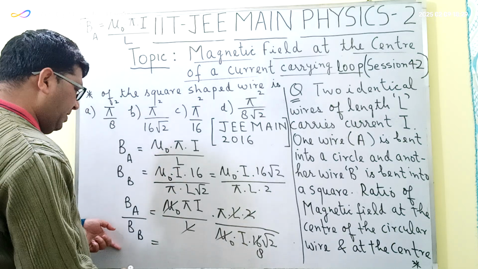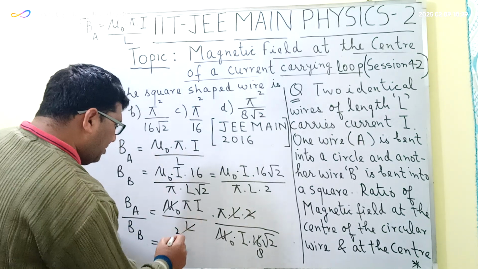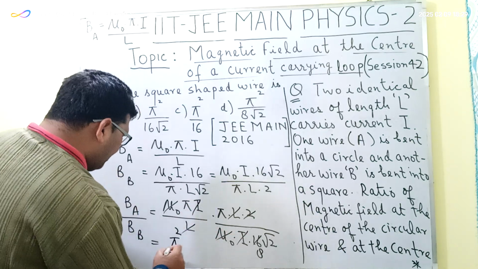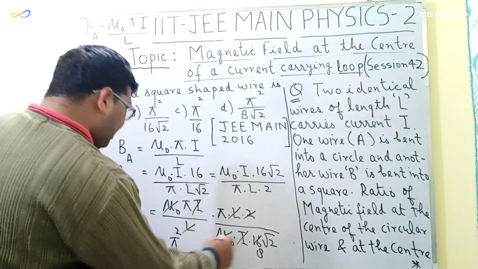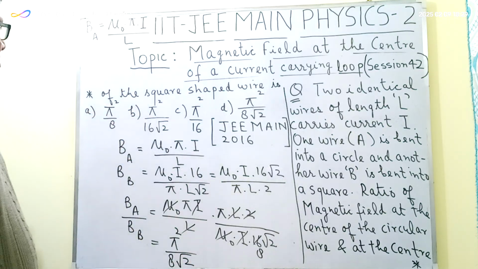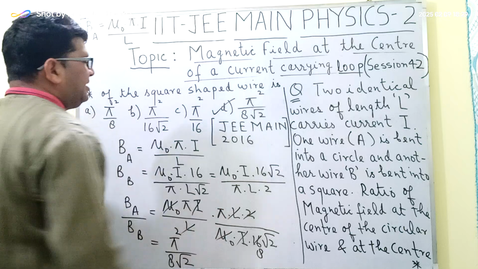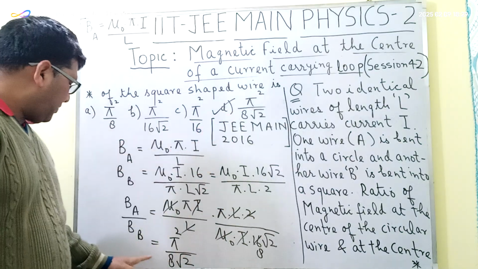So BA upon BB will be equal to pi square, and here I and I will also get cancelled out. So pi square divided by 8 root 2. So here the correct option is D, that is pi square upon 8 root 2.